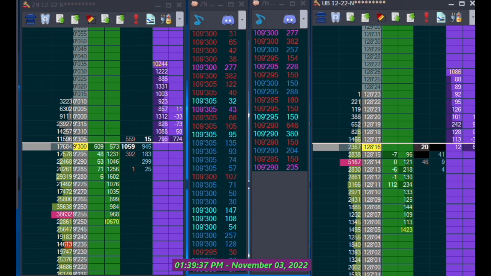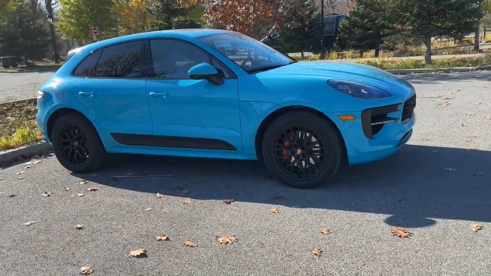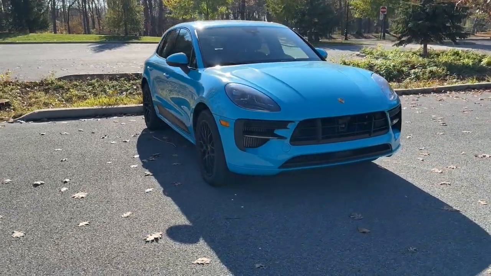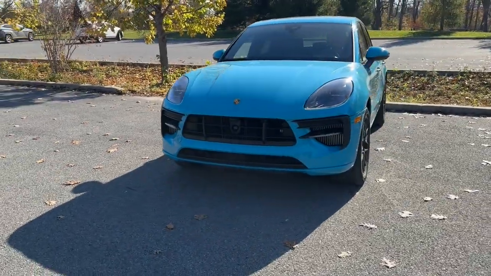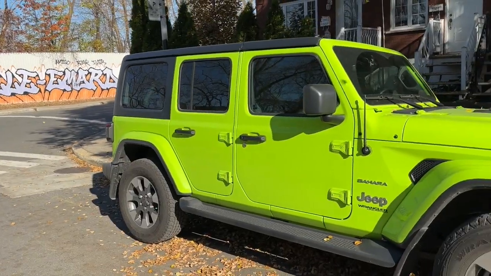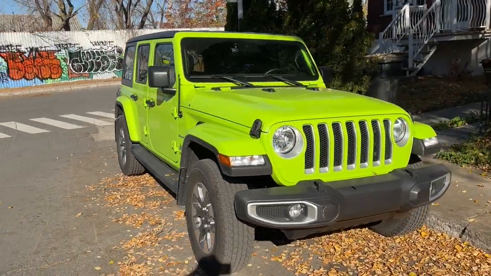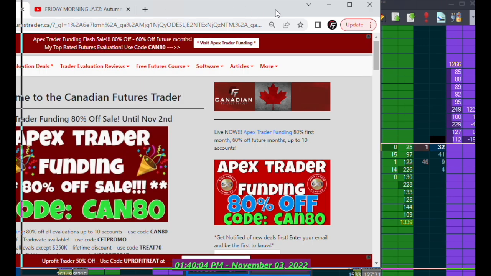Gotta admit, I haven't traded yet today. It's already almost 140. You can see it down here. It's a nice day out. Had the Porsche out, had the Jeep out. It's kind of the benefits of trading. You gotta enjoy the spoils. If you're just sitting in front of a computer all day, trading and nothing else, you're kind of missing the mark on life.